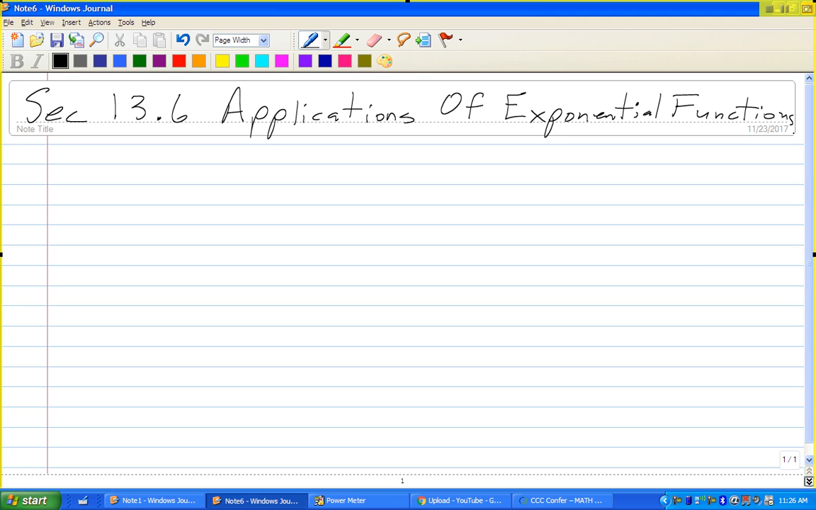Okay, so let us first talk about exponential growth. If we have an object that grows at a constant rate that is proportional to its size, then we say that it grows exponentially. And if something grows exponentially, it will grow with the following equation: A equals A sub 0 e to the kt.